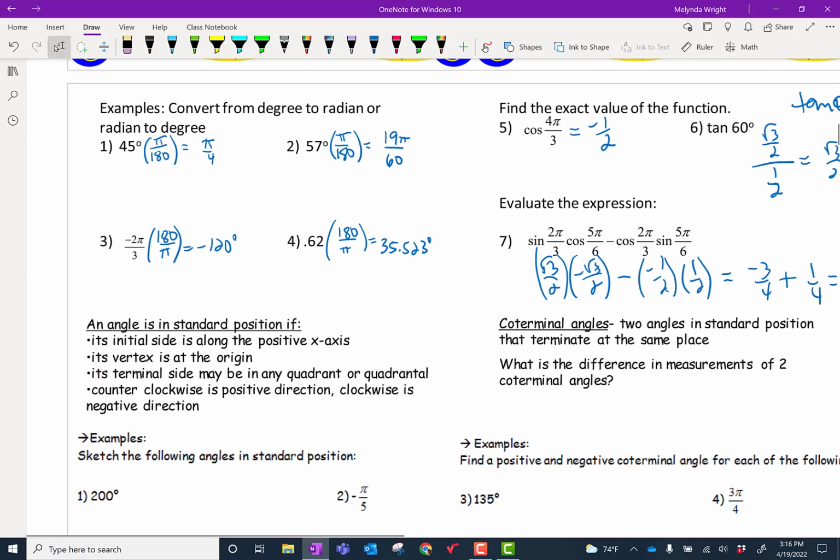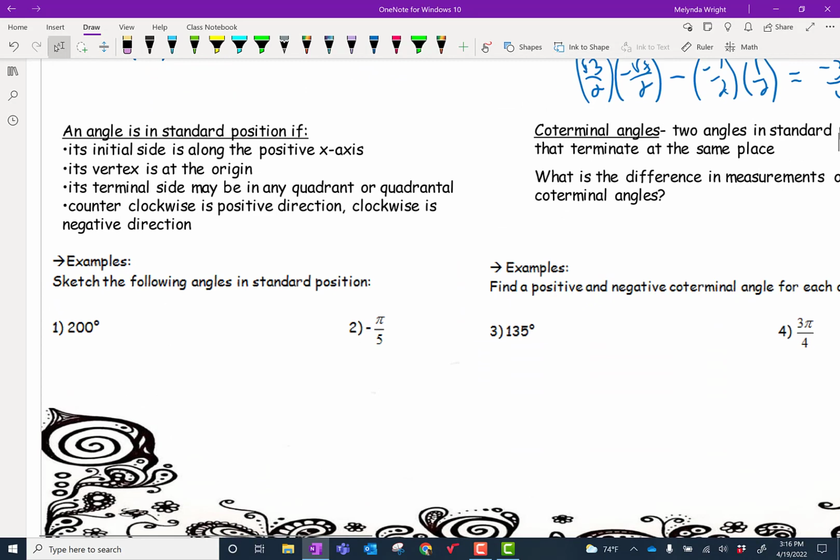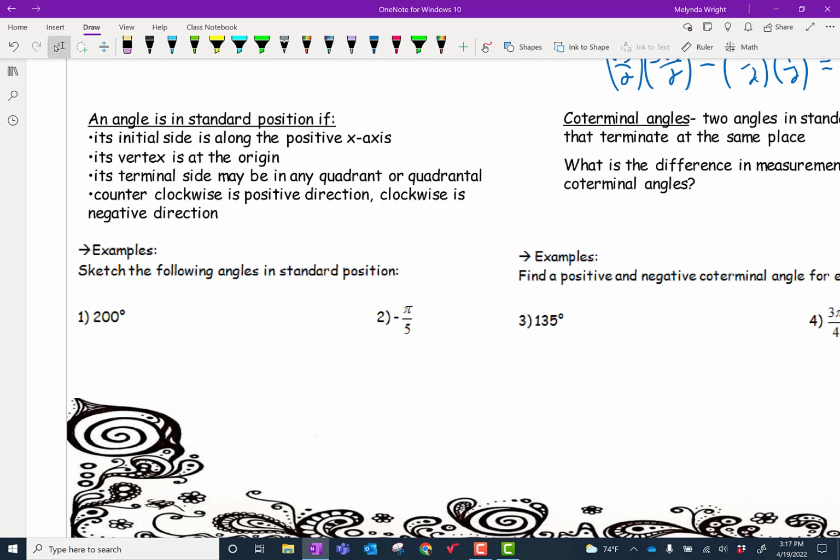All right, let's look at this next concept, standard position. An angle is in standard position if its initial side is along the positive x-axis, its vertex is at the origin, and its terminal side can be in any quadrant or quadrantal. Remember, we talked about quadrantals just a few minutes ago. Those are the axes, right? The x and y axis. Counterclockwise is positive and clockwise is negative. Okay, so those are just some things that we need to remember.